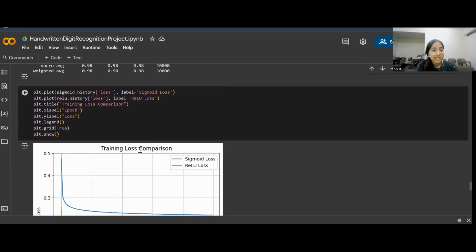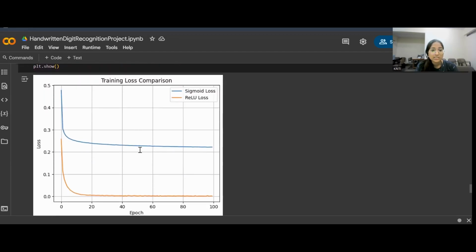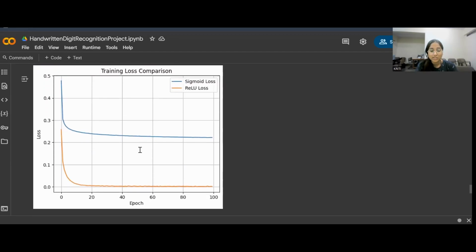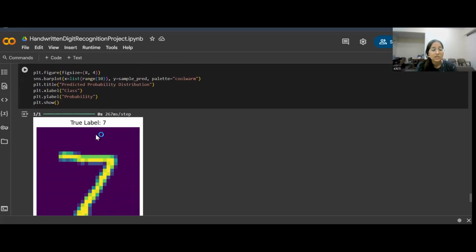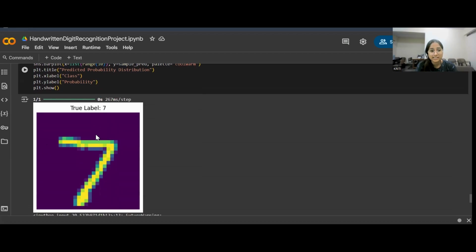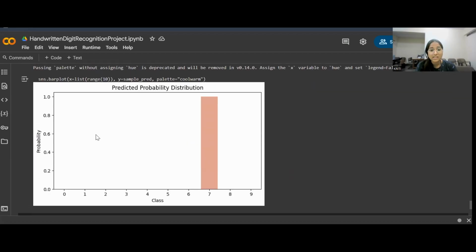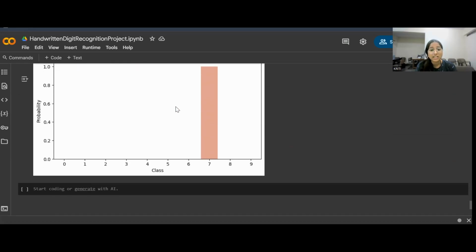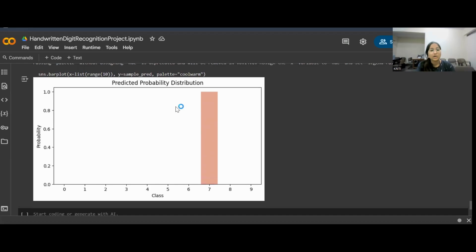Now using the sigmoid history and the ReLU history, we have shown the loss comparison plot, which shows that the sigmoid model took more time to learn than the ReLU model. And the accuracy is therefore higher for the ReLU model. Now talking about a single data point, we have taken a single image of 7 and checked the probability that our model predicts. We can see that the model predicts a probability of nearly 1, and hence our model is working great.